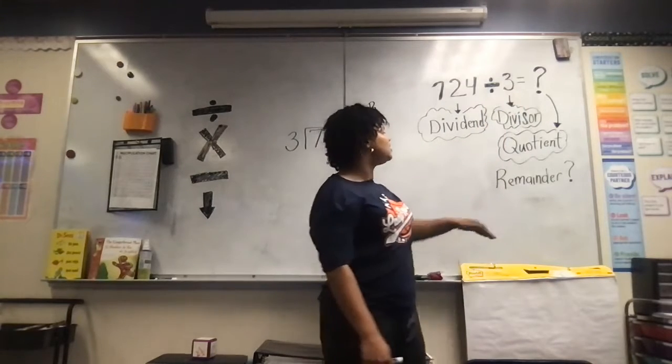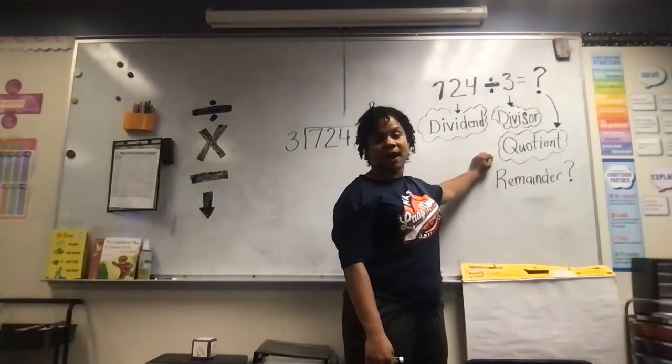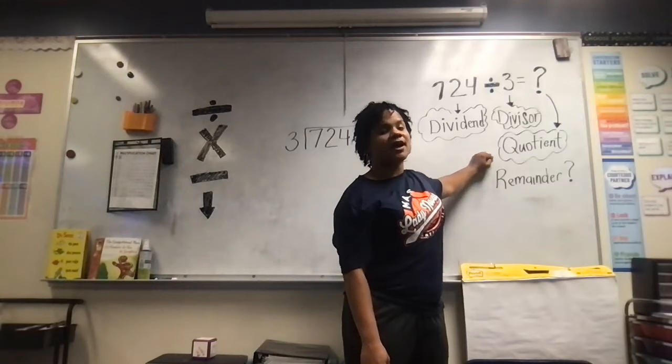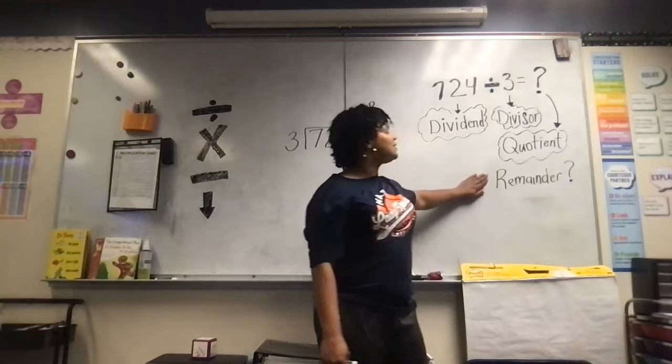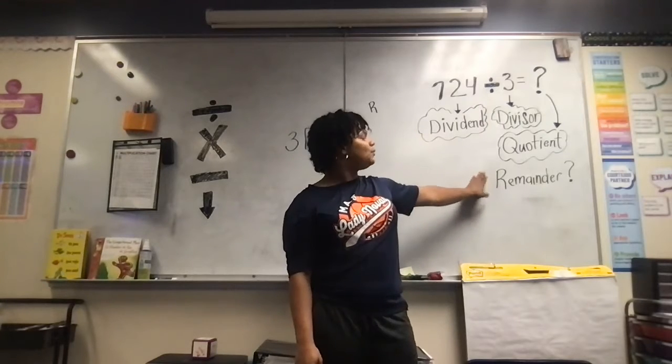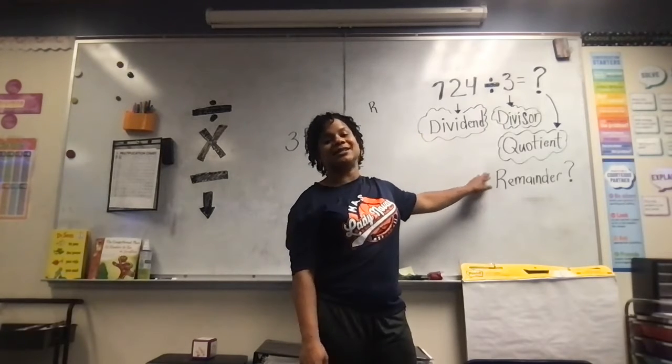Then we have our answer to a division problem that we don't know just yet. The answer to a division problem is called the quotient. And then sometimes, but not all the time, you see remainders. The remainder is what's left.